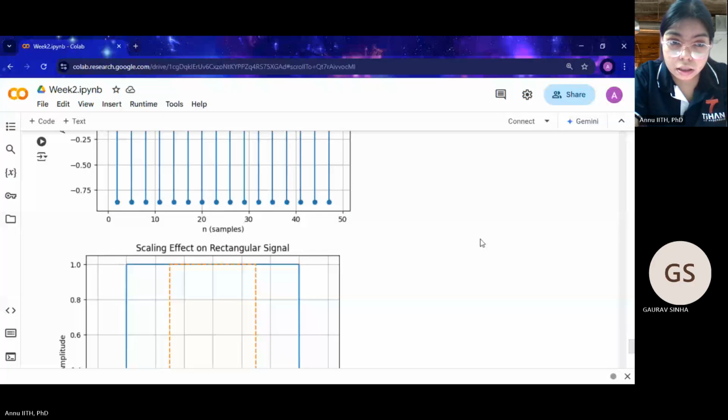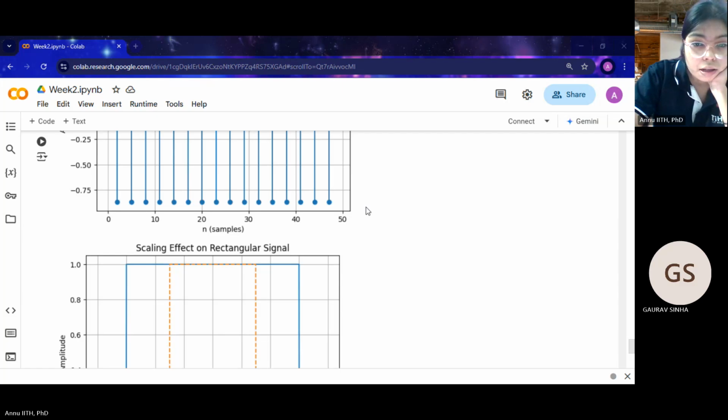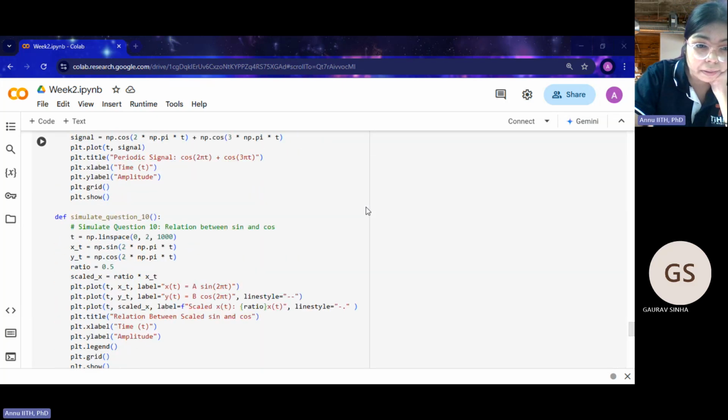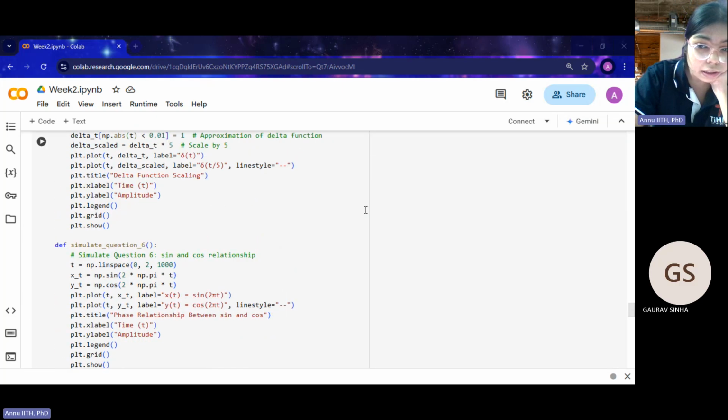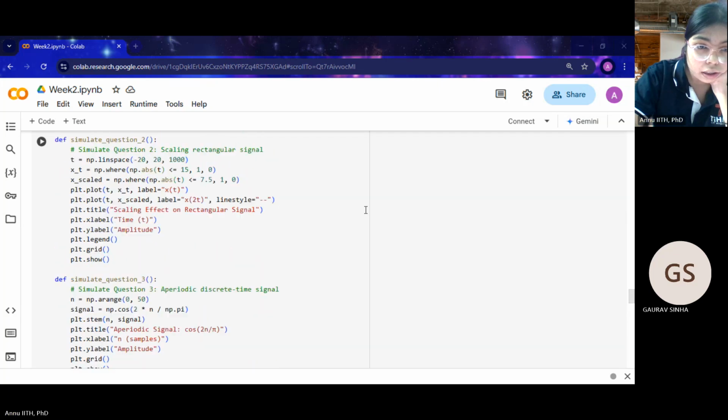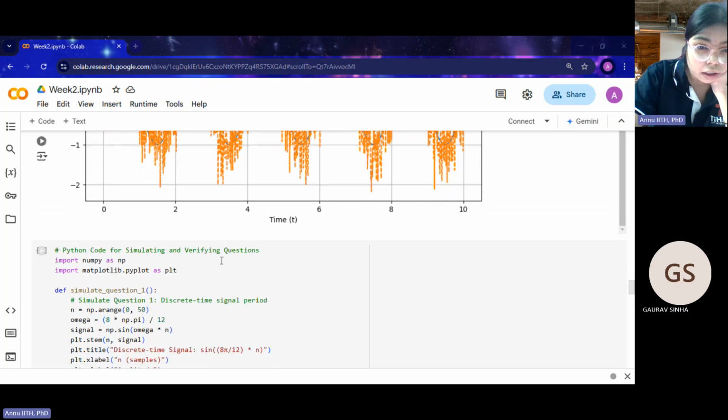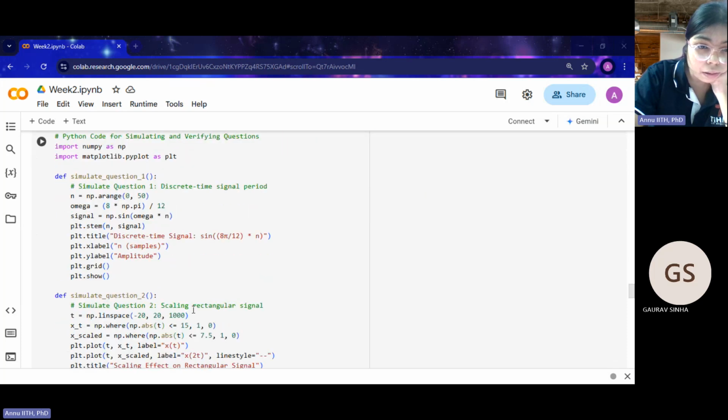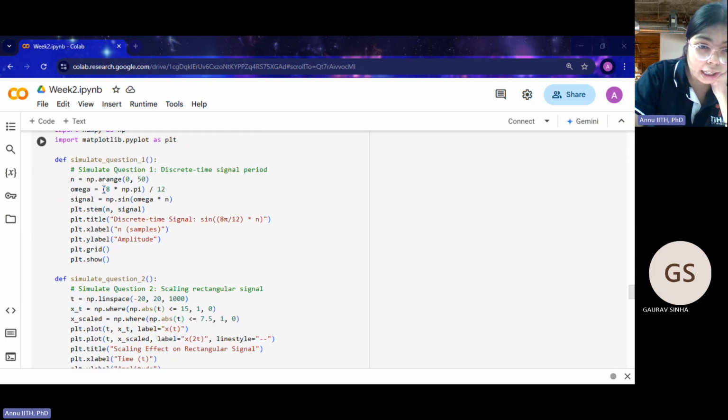This is taking time, just a second. Yes. So similar to some of the questions, let's go through some of the questions. Simulate question number one, discrete time signal period. How does this look? Suppose omega is 8 pi by 12, and we are taking sine of 8 pi by 12 into n. So how will it look?